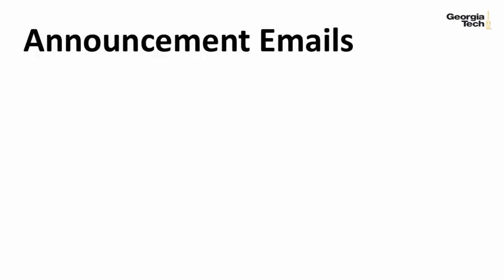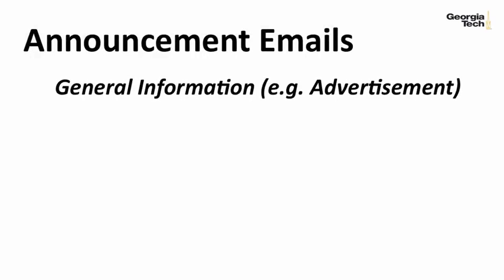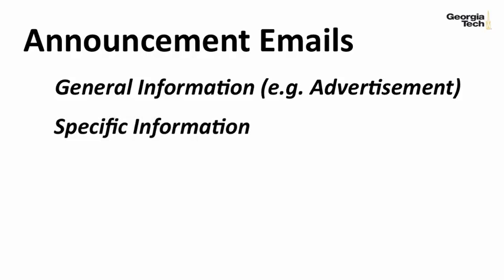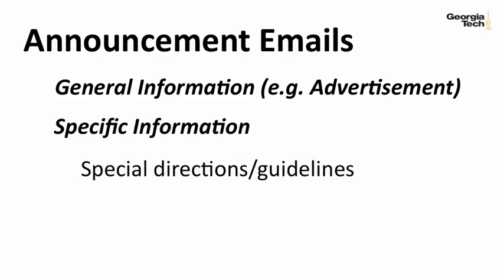Now, there are two types of announcement emails. One can have more general information, like the example we just looked at, but in some cases, the email will need to have more specific information. These emails are especially helpful when you need to give special directions or guidelines for the event. This is one place where you want to pay particular attention to the order of the information in your email.